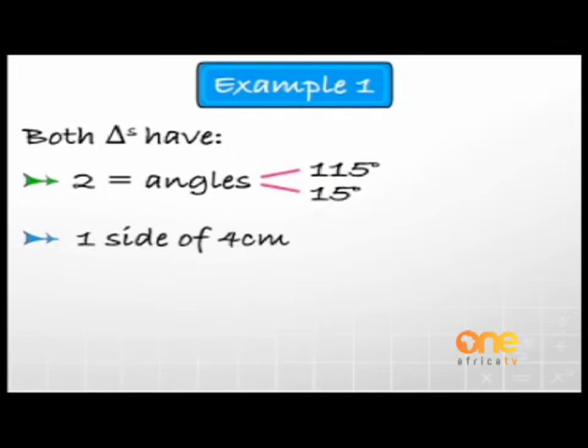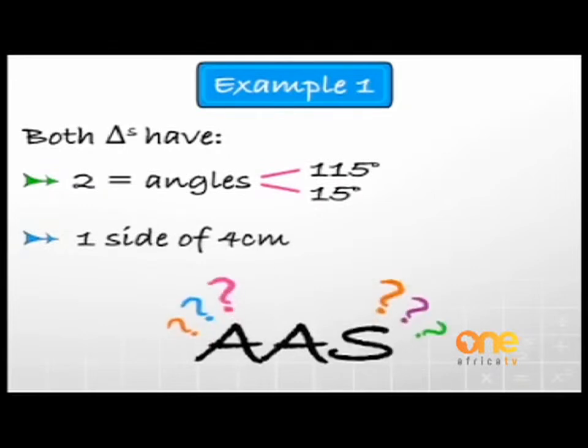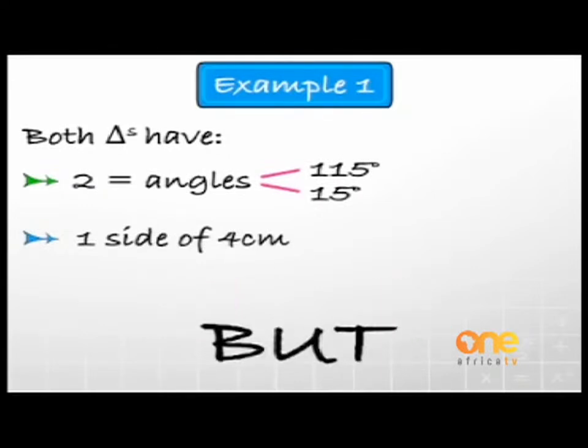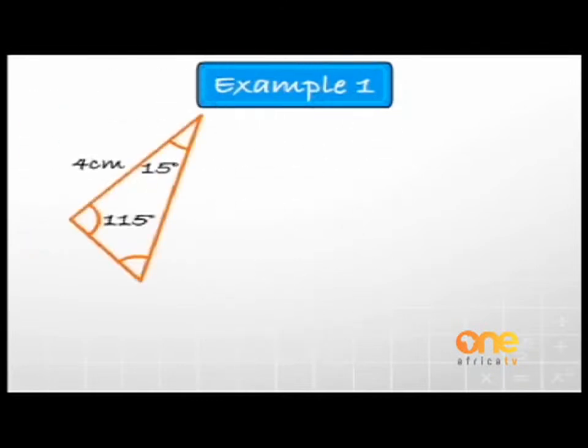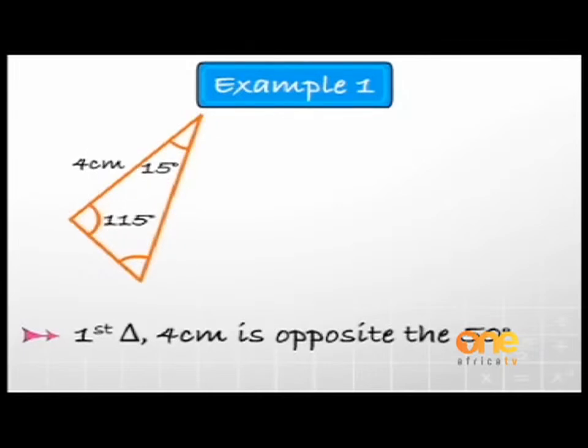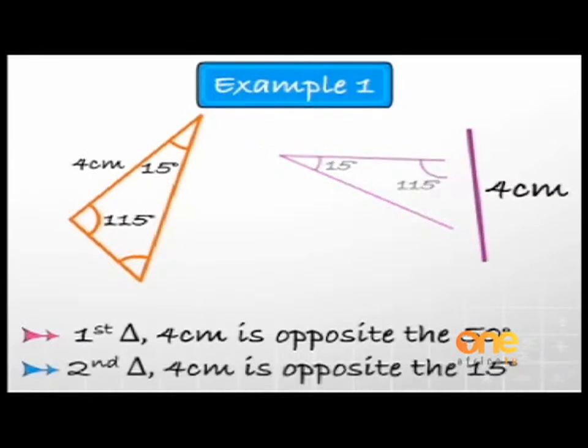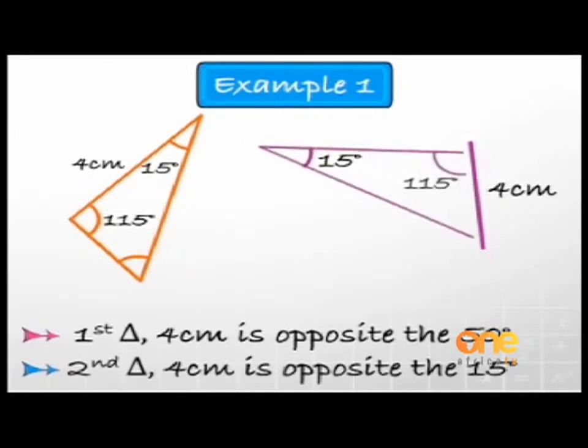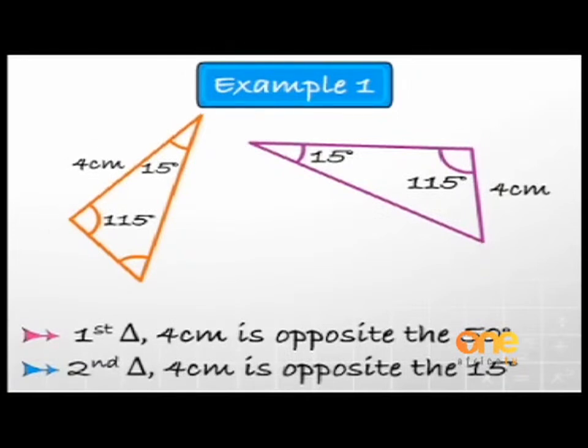If we think back to the previous lecture, we may be considering the angle-angle side condition to prove congruency. But there is a trick in this question. If you look at the first triangle, you will see that the 4 centimeter side is opposite the 50 degree angle in the triangle. And if you look in the second triangle, the 4 centimeter side is opposite the 15 degree angle. Because of the fact that the 4 centimeter side is opposite different angles in those two triangles, the triangles are not congruent. Example 2 is in fact a routine problem.